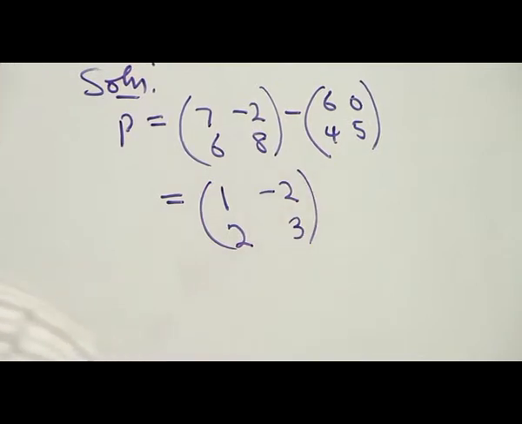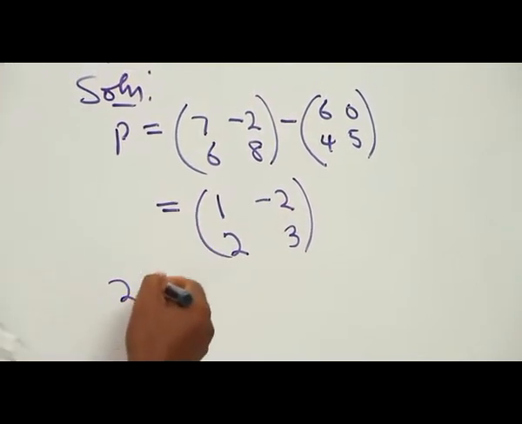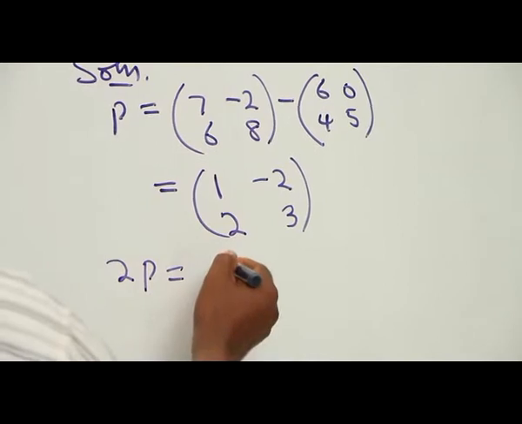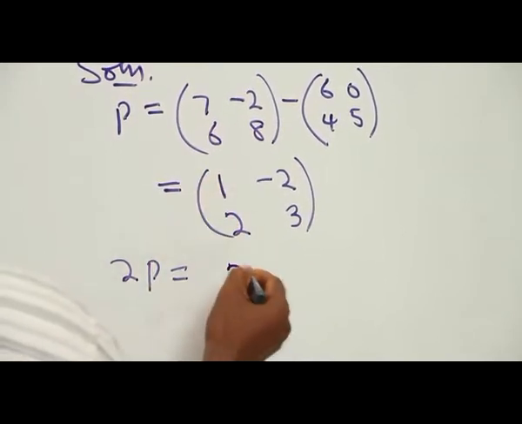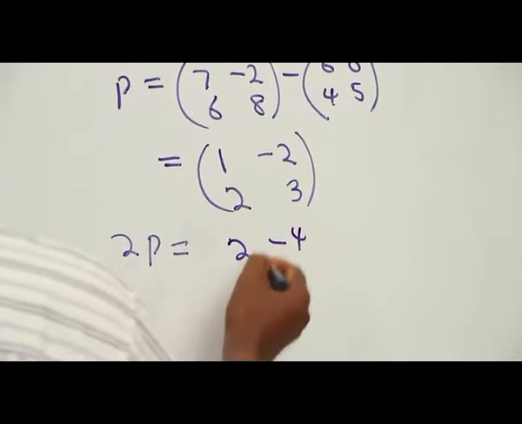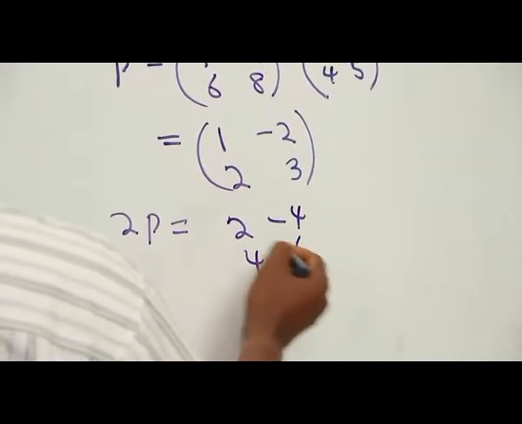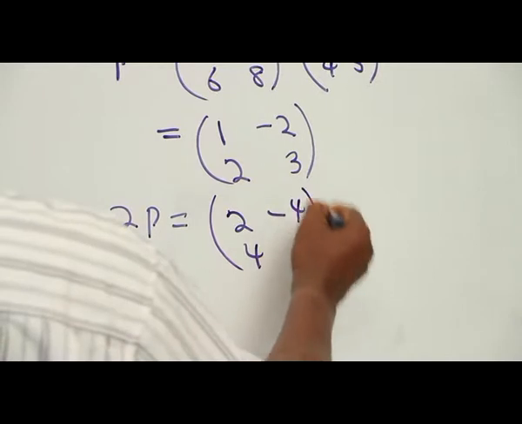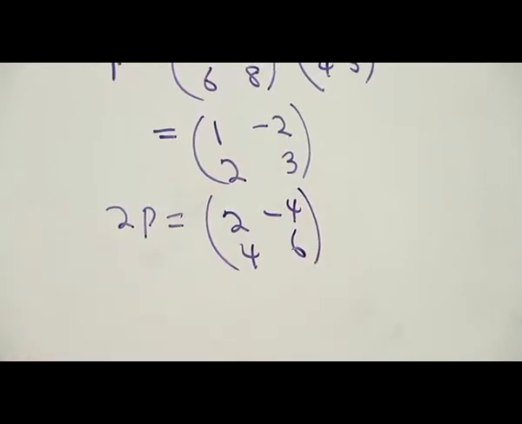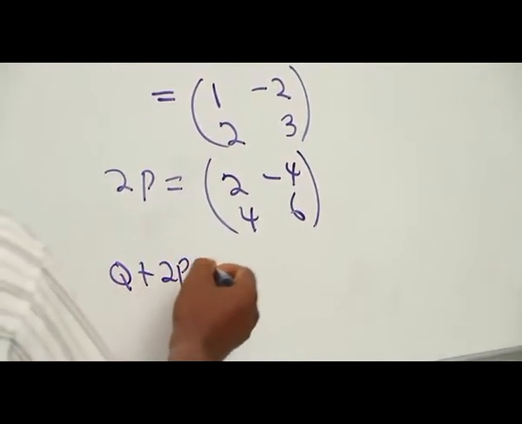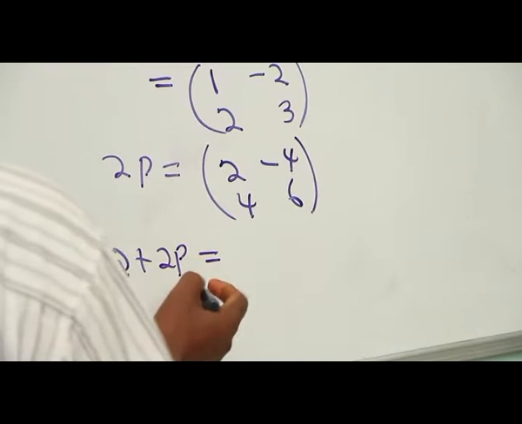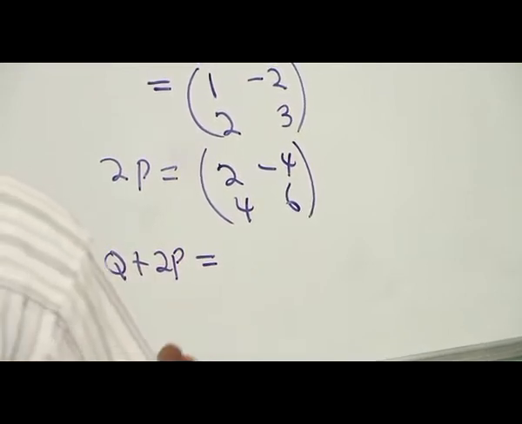This is your matrix P. Therefore, our 2P will be equal to 1, 2 multiplying this, that is 2, minus 4, 4, and 6. This will be the matrix of 2P. Then we are looking for the determinant of that, but before then, our Q plus 2P will be equal to adding the two matrices together.